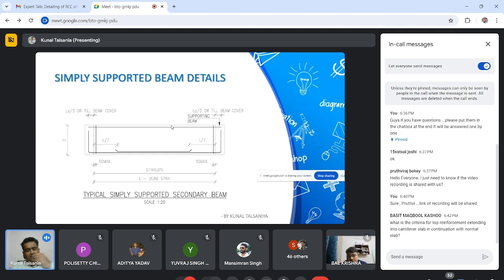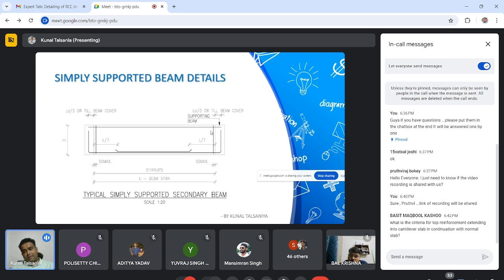Why? Because you have provided release in secondary beams. So the majority of the moment will be taken care of by your bottom steel in the span. Tension cracks will be here, because you have just released this beam. So due to that, no fixity is required at top.